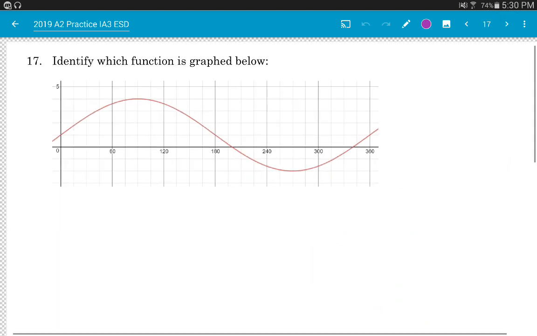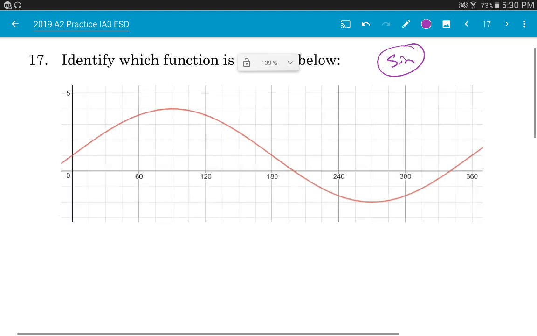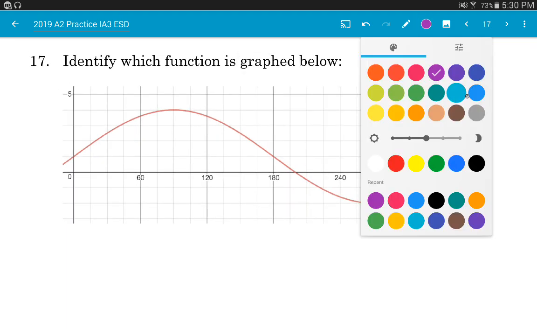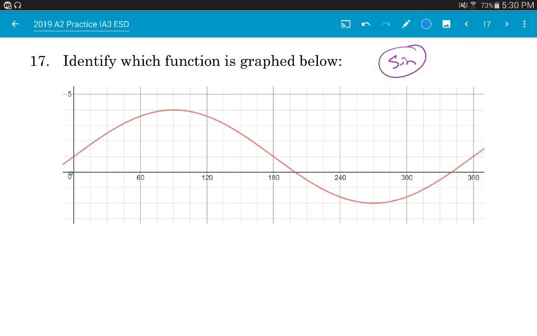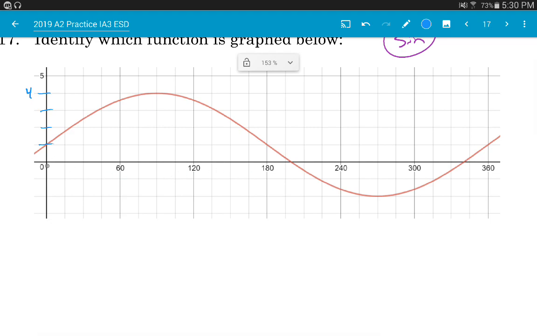Identify which function is graphed below. Well, it's S-shaped, right? So I know it's sine. That's one thing I know. Let me figure out its maximum and its minimum. So let's see, 0, 1, 2, 3, 4, 5. Okay, the scale goes by ones. This is 4, 3, 2, 1. So the maximum is going to be 4. It goes down to -1, -2.